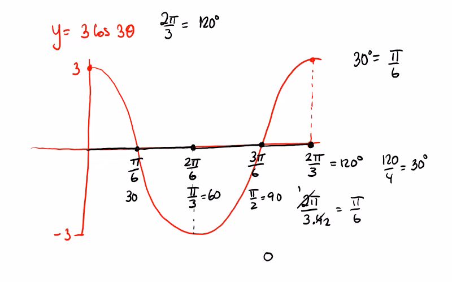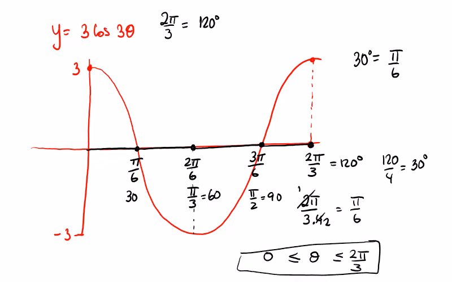in the domain 0 less than or equal to theta, which is less than or equal to 2 pi over 3. So if you're asked for a bigger domain, you just extend the graph out. Again, I'd highly recommend you draw the graph first and you put the values onto the x-axis and the y-axis afterwards. So practice these two graphs of 2 cos theta and 3 cos 3 theta.